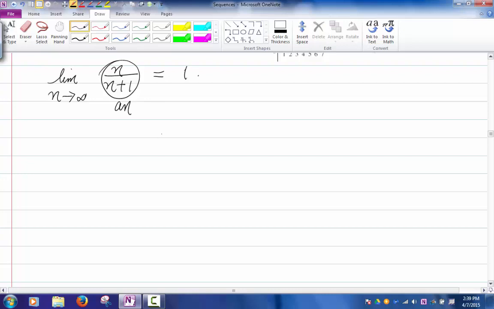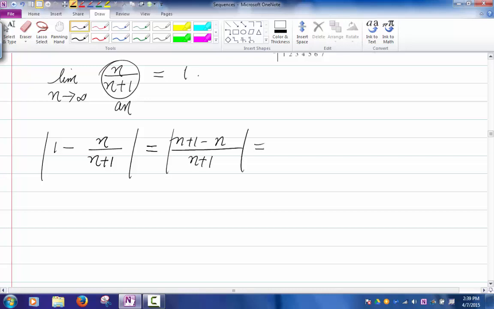So in this case, let's look at the difference between 1 and the sequence. 1 is the limit, I'm claiming 1 is the limit. If I look at the difference between 1 and n over n plus 1, what is that? If you do some algebra, it is n plus 1 minus n, divided by n plus 1. And what is that equal to? 1 over n plus 1. n plus 1 is positive, so I don't need the absolute value sign. Now, what does it mean?